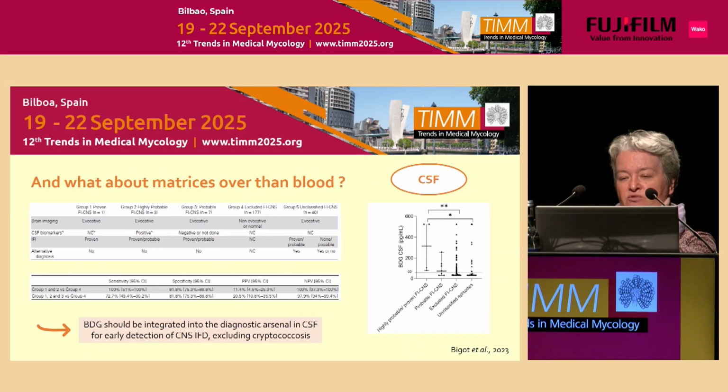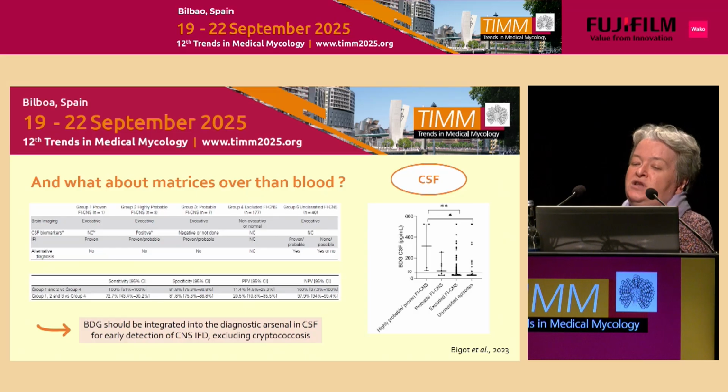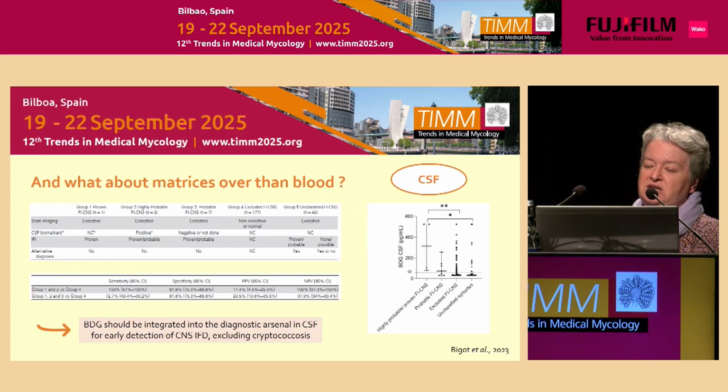A team in Paris has worked on BDG testing in cerebrospinal fluid. These studies show promising performance in a population divided into 5 groups based on the classification of cerebral infection. Thus, BDG should be integrated in the diagnostic arsenal in CSF for early detection of cerebral infection, excluding, of course, cryptococcosis.